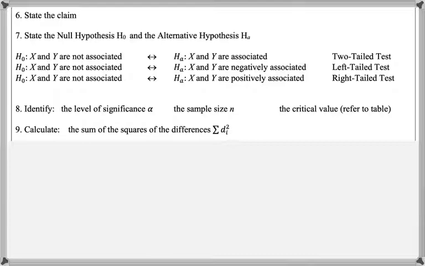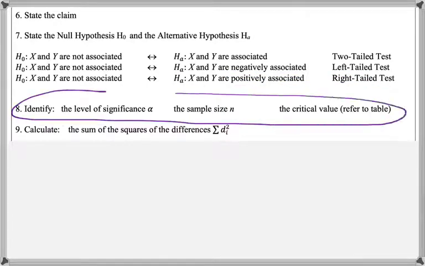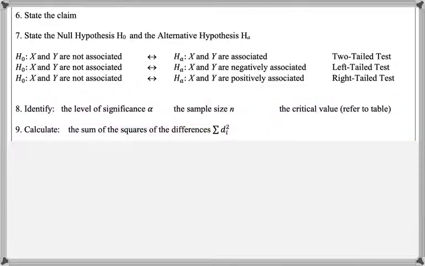So x and y are associated corresponds to a two-tailed test. X and y are negatively associated corresponds to a left-tailed test. And x and y are positively associated corresponds to a right-tailed test. Next, we identify the level of significance, the sample size, and the critical value. Then we calculate the sum of the squares of the differences.